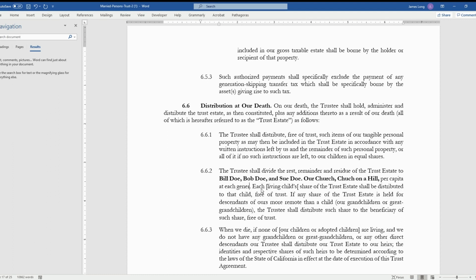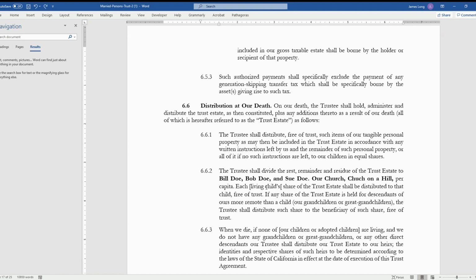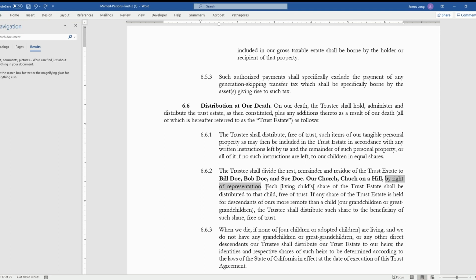The only other option really is, I'm going to type it in here, per capita at each generation. Per capita at each generation is the only other real possibility. If you're in California, please make sure you add at each generation. Sometimes per capita can mean something different than per capita at each generation, and what you want is per capita at each generation. The general default is going to be by right of representation. I think that's the most widely used and typically the most widely preferred, but you might prefer something else.